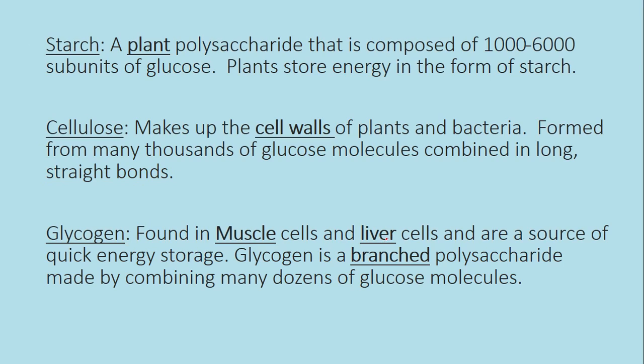Starch is a plant polysaccharide composed of between 1,000 and 6,000 glucose molecules. Plants use starch as an energy storage molecule. A lot of people think that a potato is a seed, or like a carrot, the root of the potato. It's not. It's actually part of the stem. It's called a tuber, and it's a storage molecule for the potato plant.